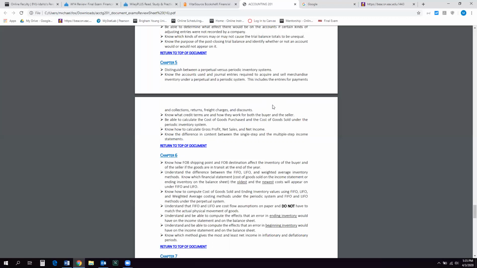Know the accounts used and journal entries required to acquire and sell merchandise under a perpetual and a periodic system. This includes the entries for payments and collections, returns, freight charges, and discounts. So this is a lot of information that you have to really sort out because there's kind of two things we're dealing with, right? So I'm going to pause this for a second. And I'm going to pull up a couple of pages from the textbook to see if they'll help.